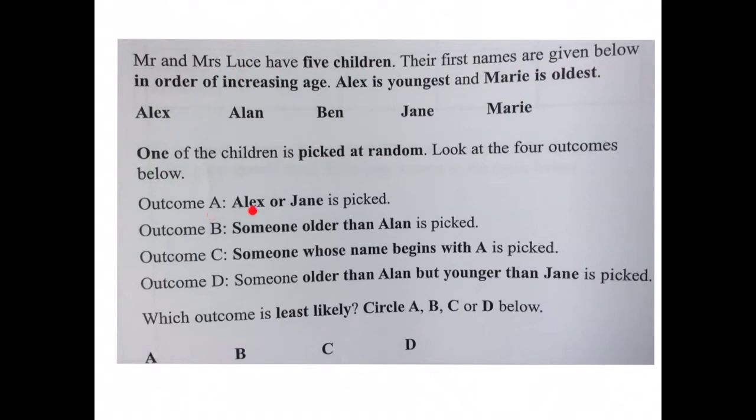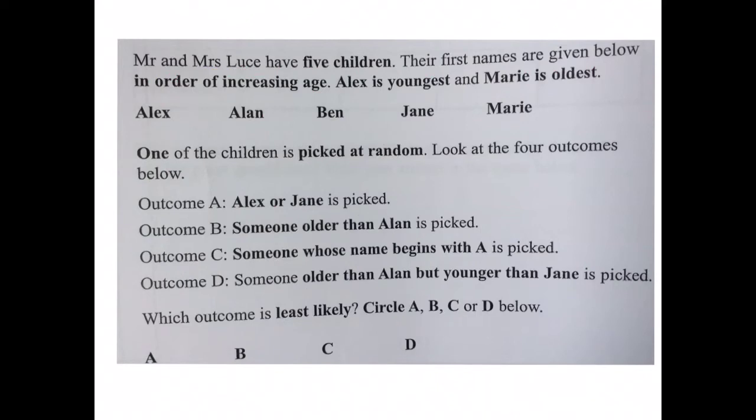Outcome A, Alex or Jane is picked. Outcome B, someone older than Alan is picked. Outcome C, someone whose name begins with an A is picked. Outcome D, someone older than Alan but younger than Jane is picked. Which outcome is least likely? Circle A, B, C or D below.